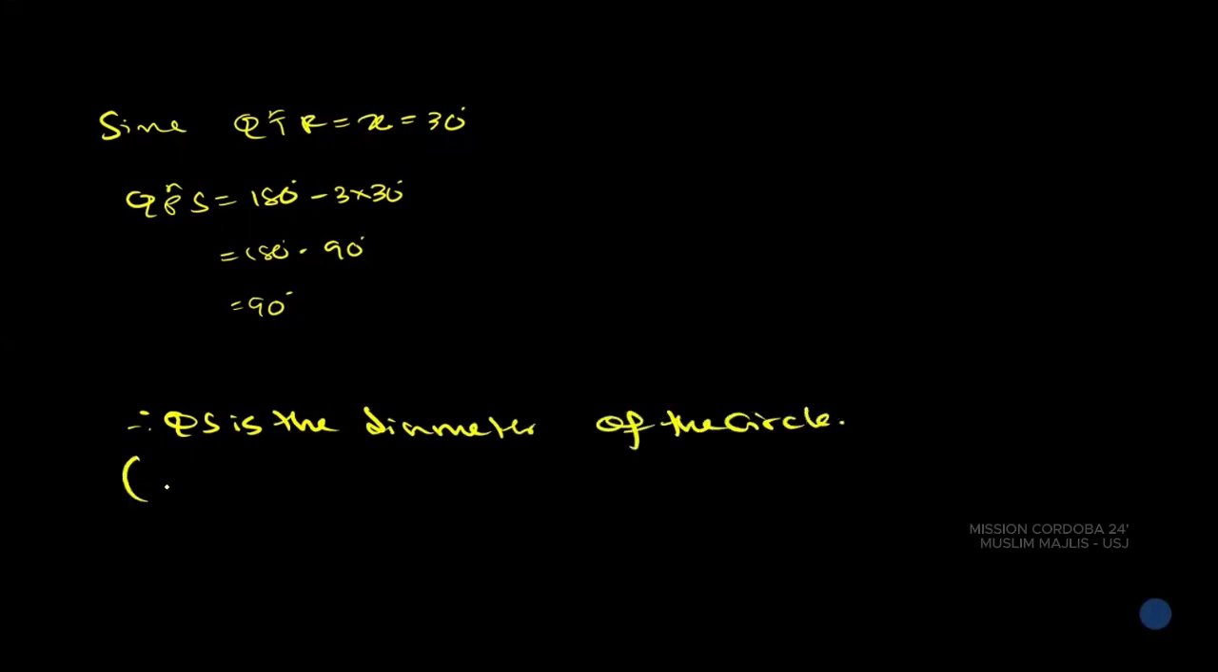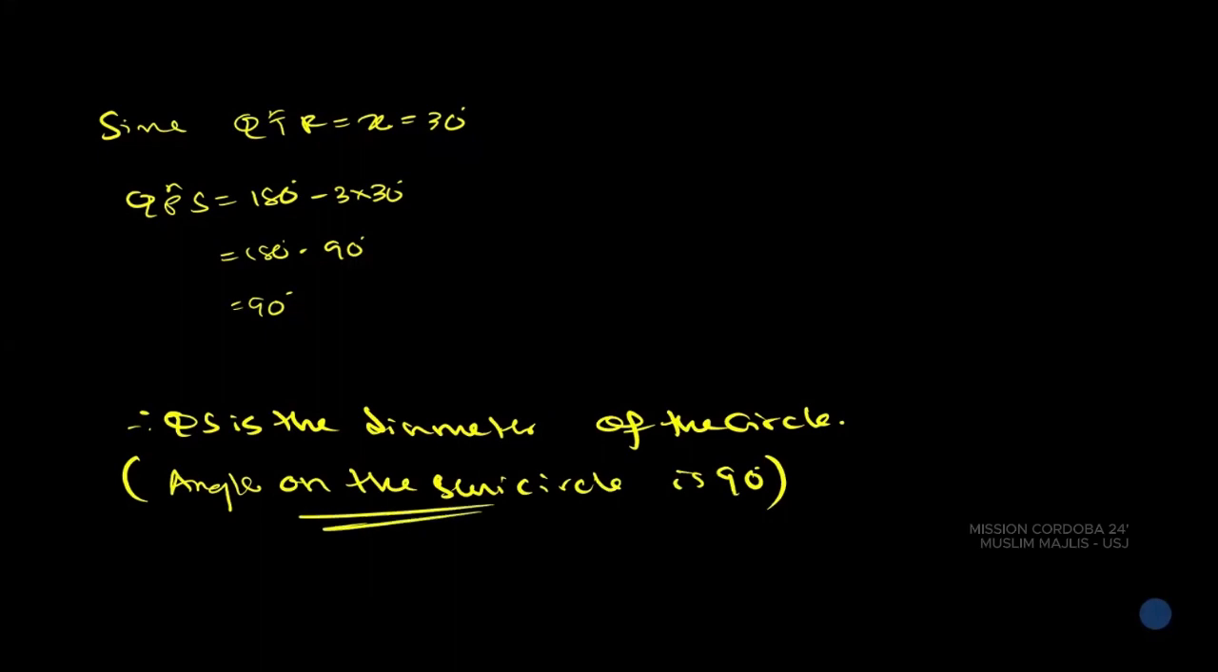What is the reason? Angle on the semicircle is 90 degrees. That's the reason. Clear with that? Understood? Fine.